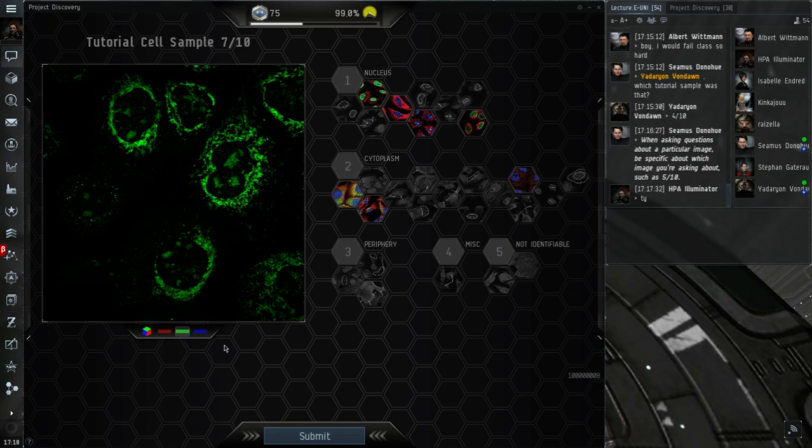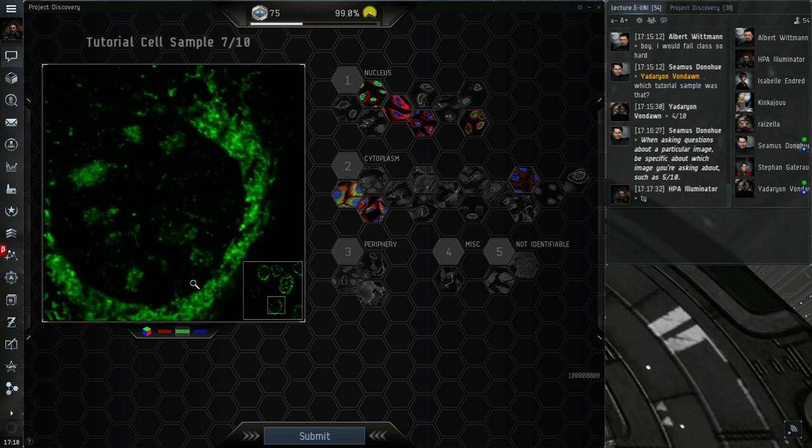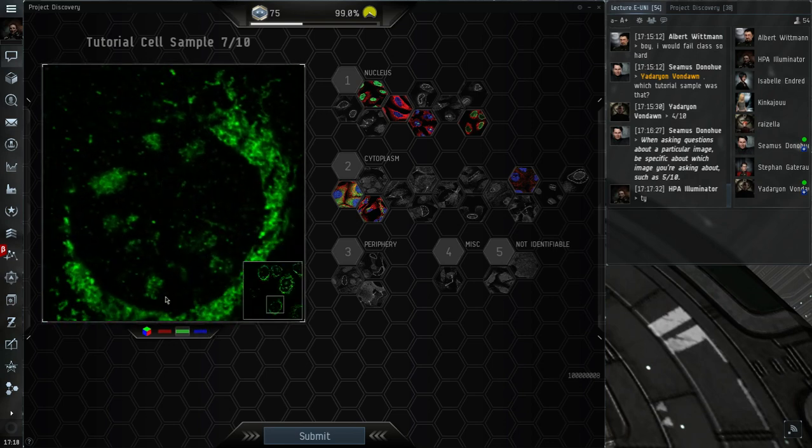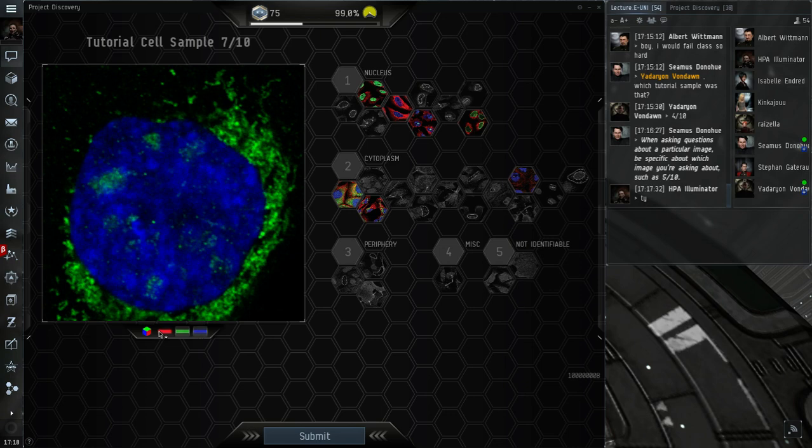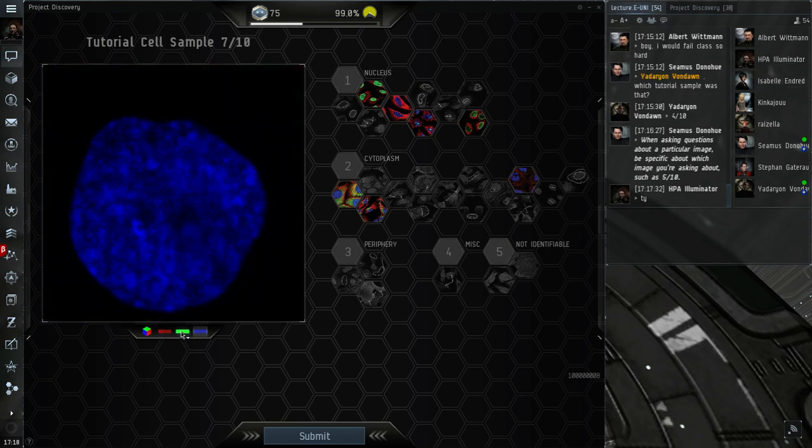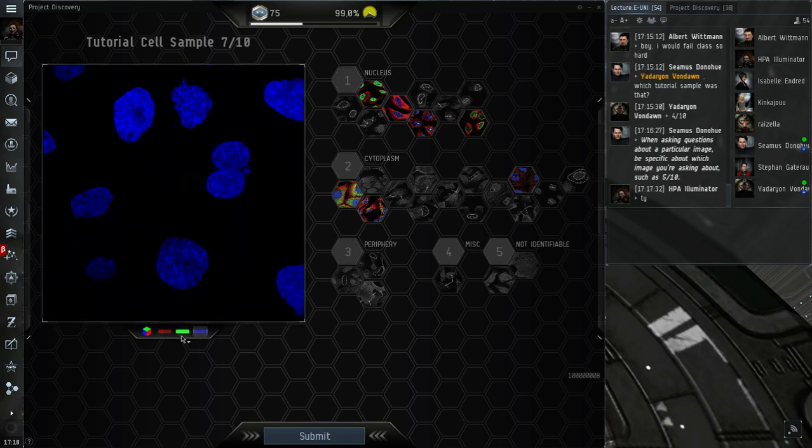And here we see an example of multiple stainings, which can happen. So we have something that is located in the nucleus, and we have something that is located in the red. So that was not a good cell to look at.